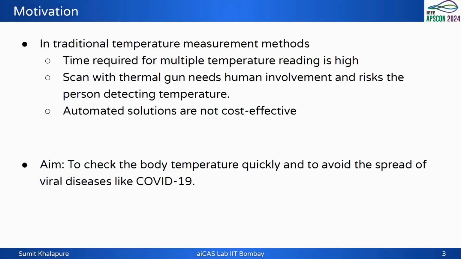The motivation behind this is that in traditional temperature measurement methods, a lot of time is required for multiple temperature readings when a high density crowd is coming. Scanning with a thermal gun needs human involvement and risks the person detecting the temperature. Automated solutions are not cost effective if we look at airports, where the cost is around lakhs and more. So our aim is to check body temperature quickly and avoid the spread of viral diseases like COVID-19.